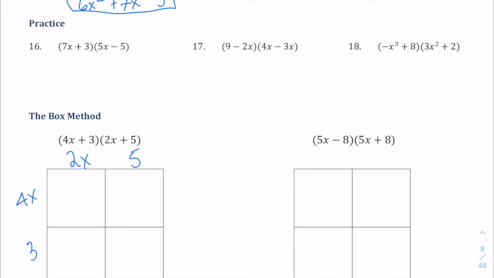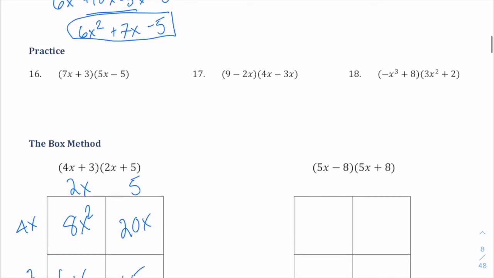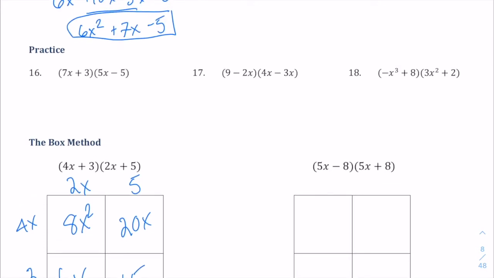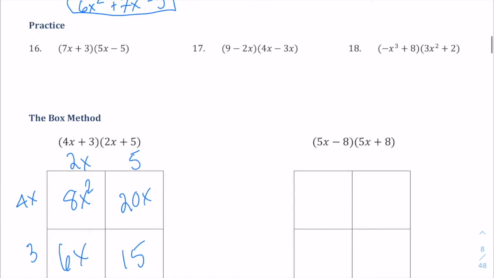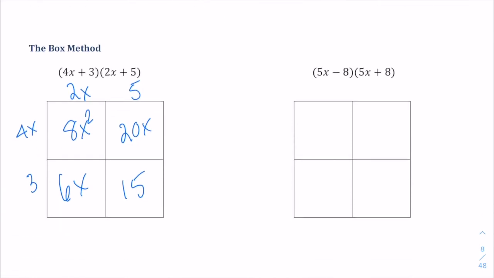But now we're going to label the area of each box. So 4x times 2x is 8x squared. 4x times 5 is 20x. 2x times 3 is 6x. And 3 times 5 is 15. So when we go ahead and combine these into one expression, we get 8x squared plus 26x plus 15.